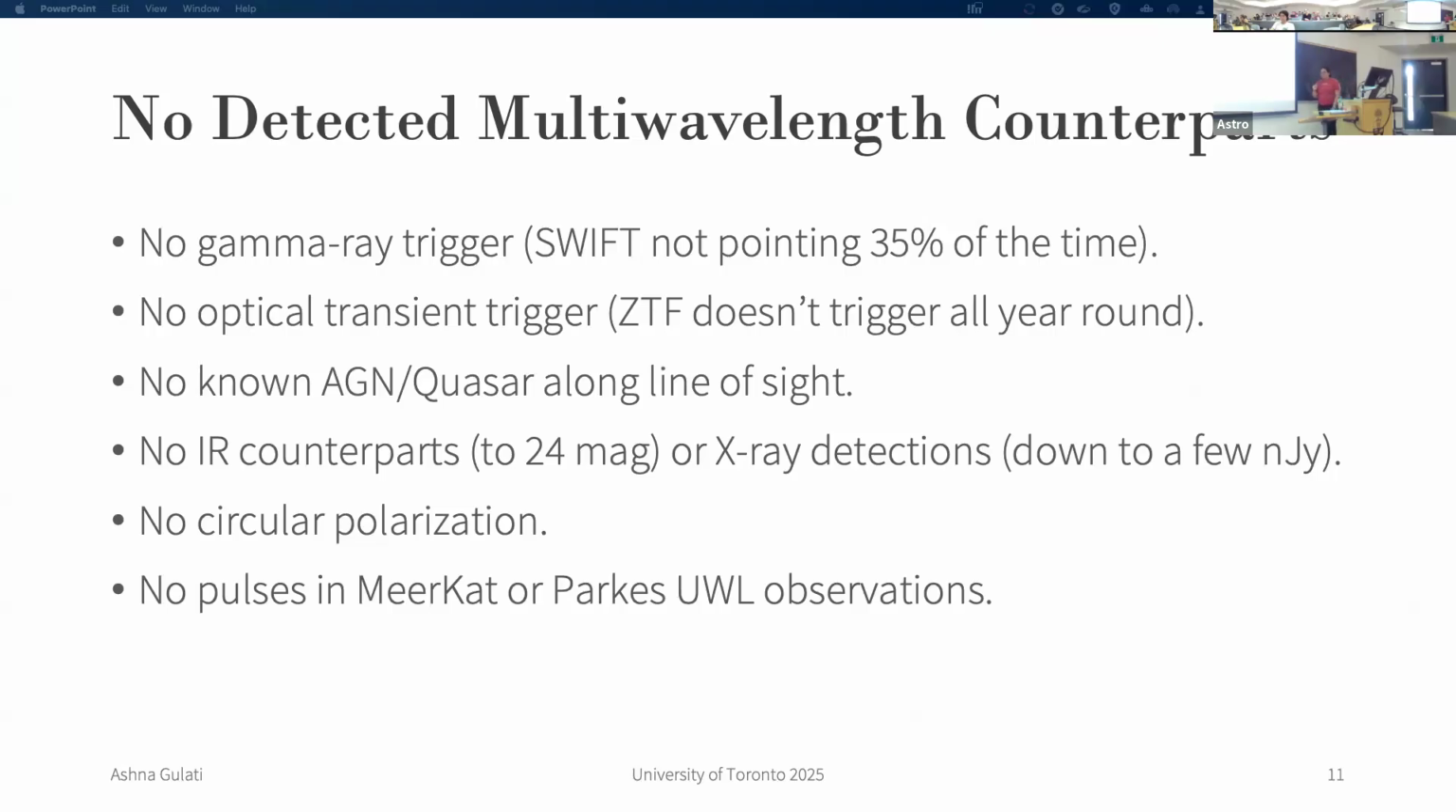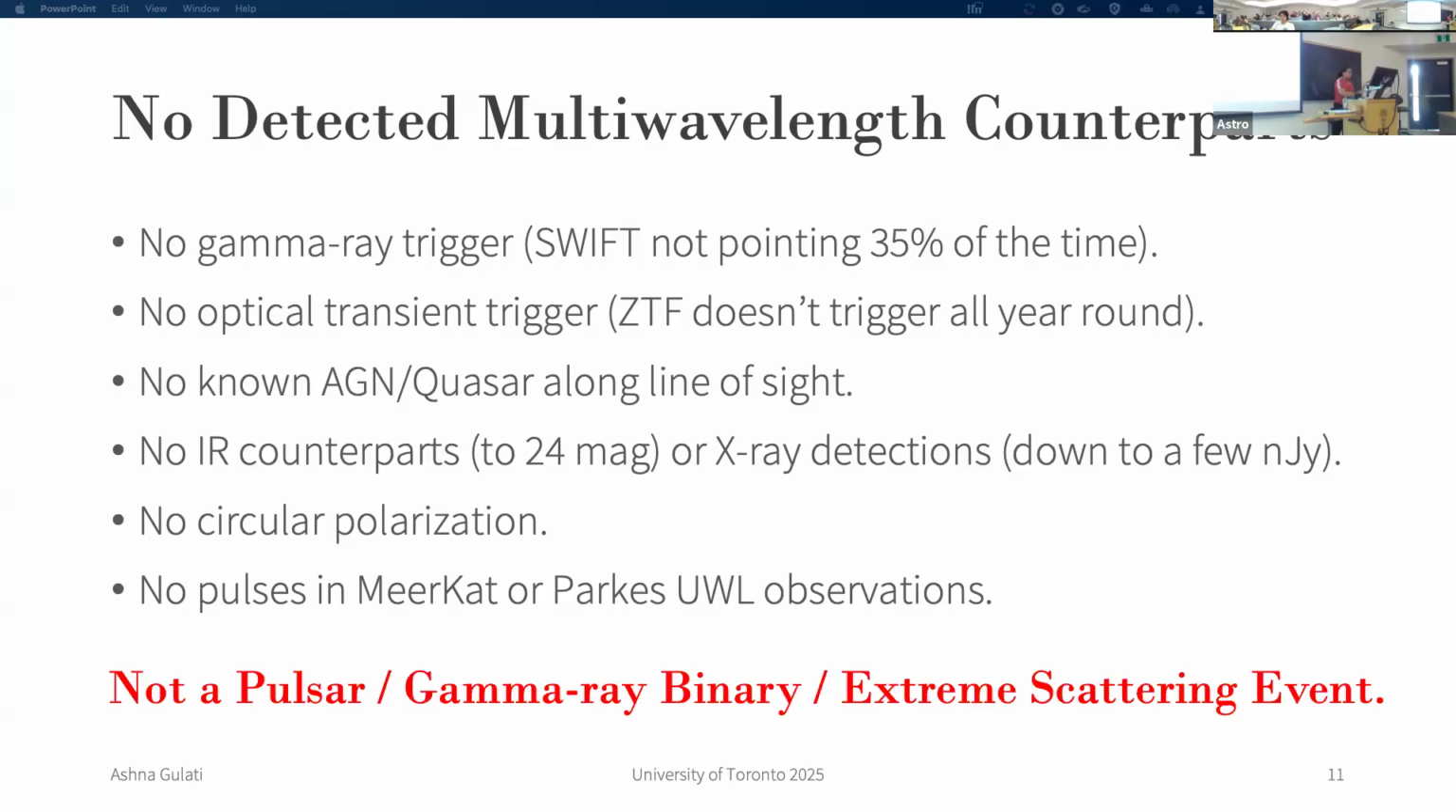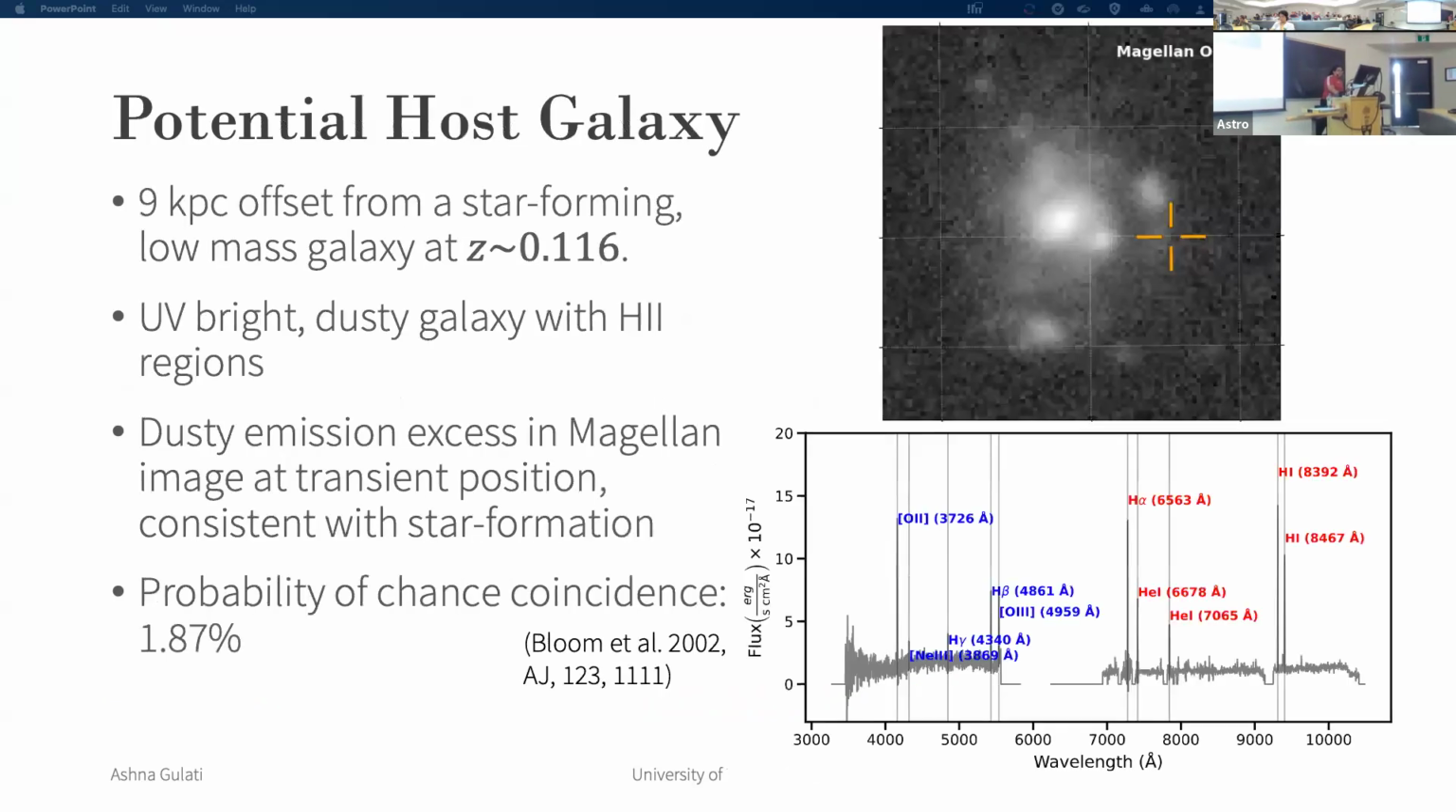So we've got a transient that turned on steeply, is declining extremely slowly with a peak spectrum, but no multi-wavelength counterparts, no gamma ray triggers, no optical transient trigger, no known HII region or quasar along the line of sight, no infrared counterparts or X-ray detections, no circular polarization, no pulses whatsoever. This can allow us to rule out some transients, but not all of them, because telescopes are not looking everywhere all at once. We want them to, but they're not.